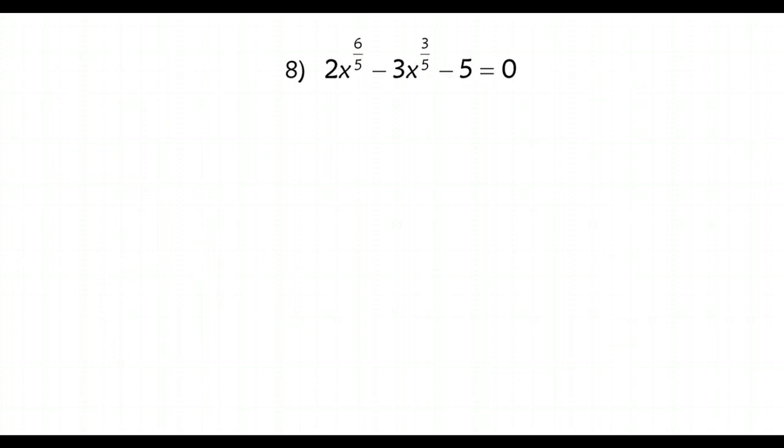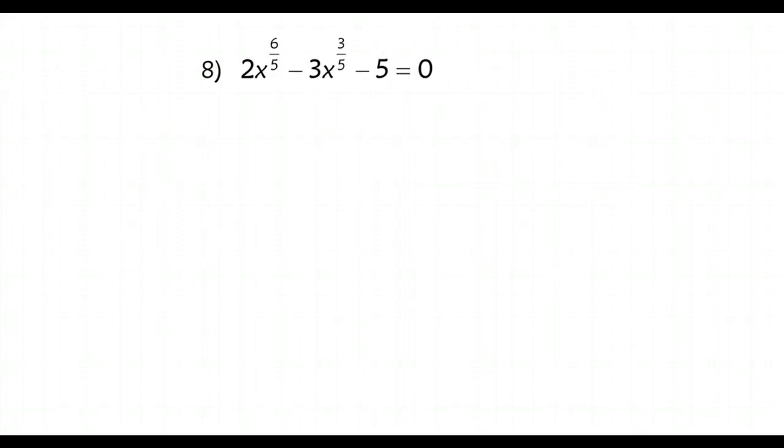Okay, in problem number 8, this is an equation that is of quadratic type because if you notice here, you've got one exponent double the other and you have a constant term. So let's let t equal x to the 3/5. So that way I can solve a new quadratic equation, 2t squared minus 3t minus 5.